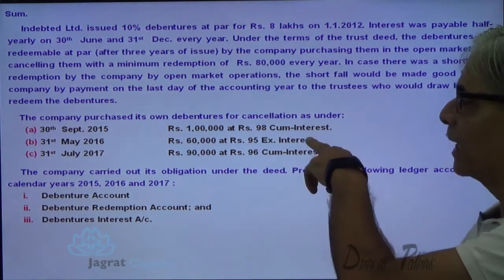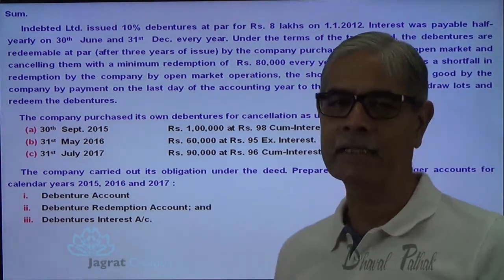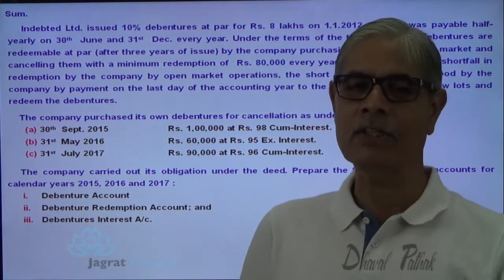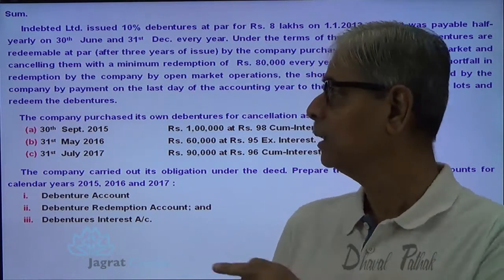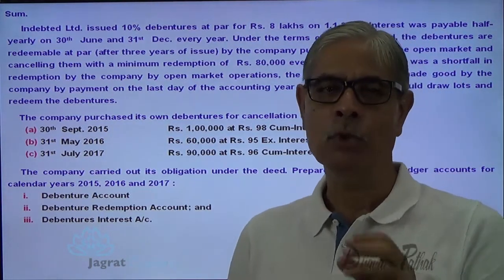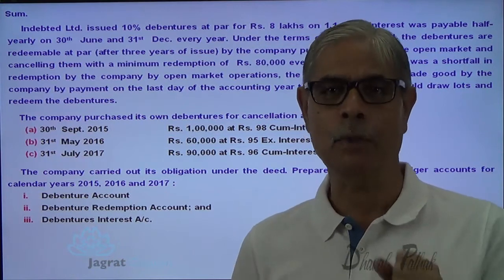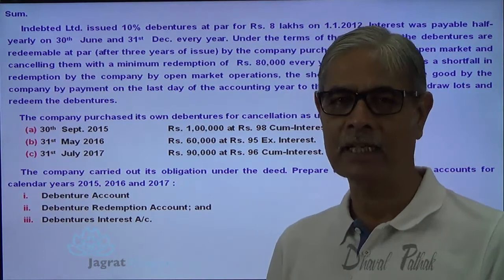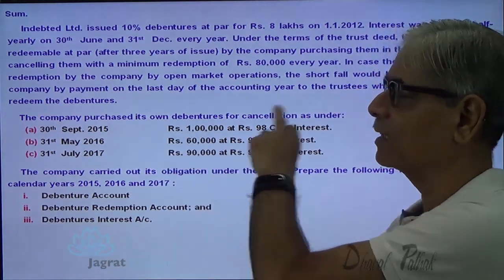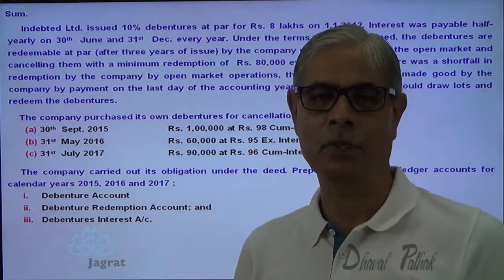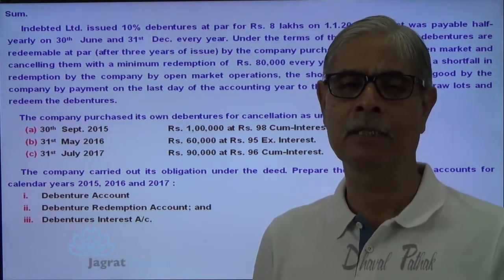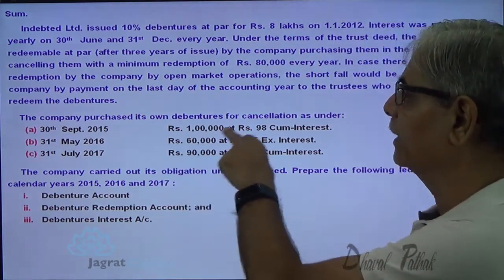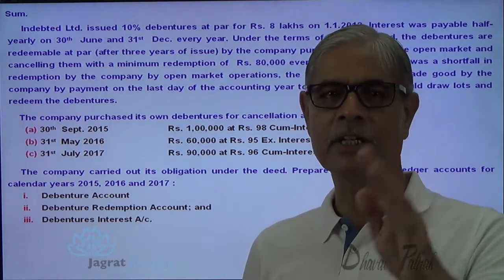So from 1st of January 2015, redemption could be started. 1 lakh debentures are purchased and cancelled on 30th September 2015. There is only one transaction. So when we record the entries for 2015, first we have to write the entry on 30th June for debenture interest. Then we are required to write the entry on 30th September for purchase and cancellation of debenture. And on 31st of December, we are required to write the entry for debenture interest on the liability after deducting this 1 lakh because it is immediately cancelled.